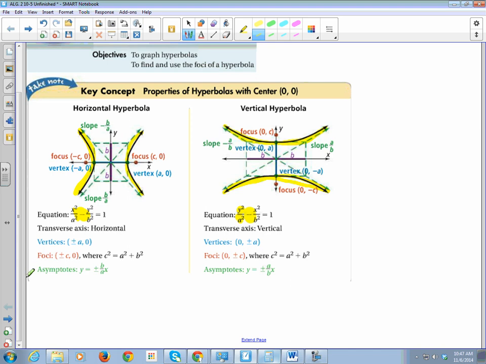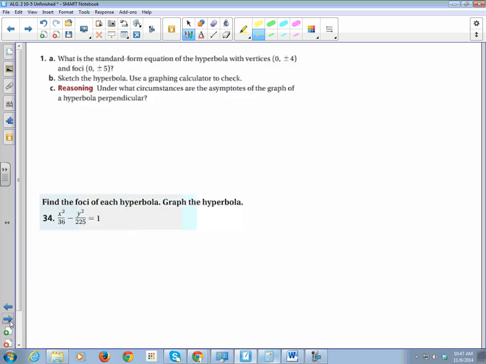All right. So we're going to use that information, those equations, to find the standard form of a hyperbola with a vertice at (0, -4) and foci at (0, plus or minus 5). Sketch the hyperbola, and in fact, that's what I usually do first, is I will sketch, because it helps organize my brain if I can see a picture.